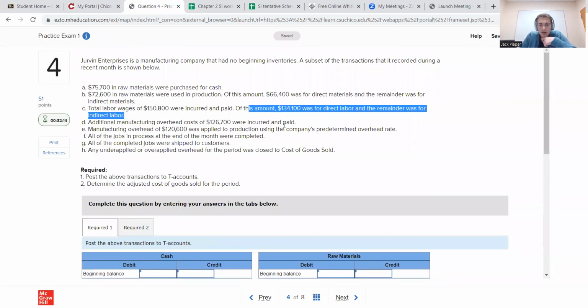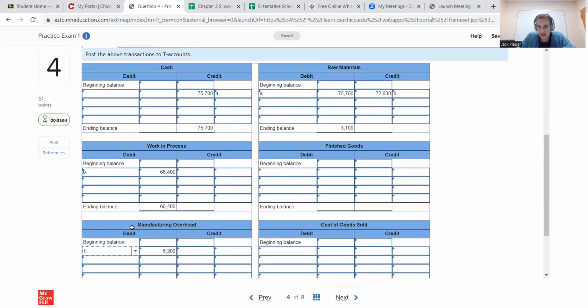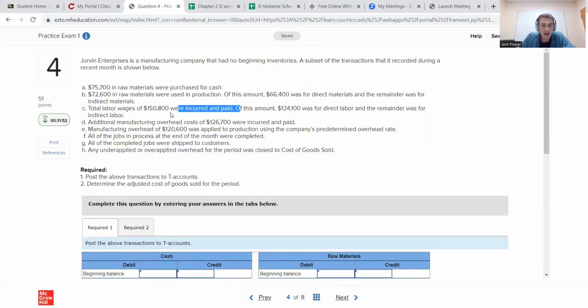Total labor wages were incurred and paid. Of this amount, 134,100 for direct labor, and the remainder was for indirect labor. Make sure you bring the 1 over, because a lot of people miss that and they just put the zeros, and then that'll flow down to get everything else wrong. So if it says incurred and paid, probably going to be cash. We don't have an accounts payable, so it's definitely going to be cash.